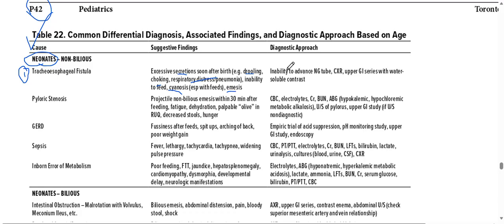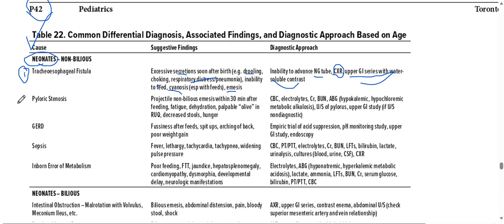There is an inability to advance the NG tube, because we have to keep the child NPO in such a case. We cannot advance the NG tube because there is a fistula between the trachea and the esophagus. The NG tube is placed in the esophagus and there is a fistula, so therefore we cannot advance it. A chest X-ray needs to be done. Next is an upper GI series with water-soluble contrast.